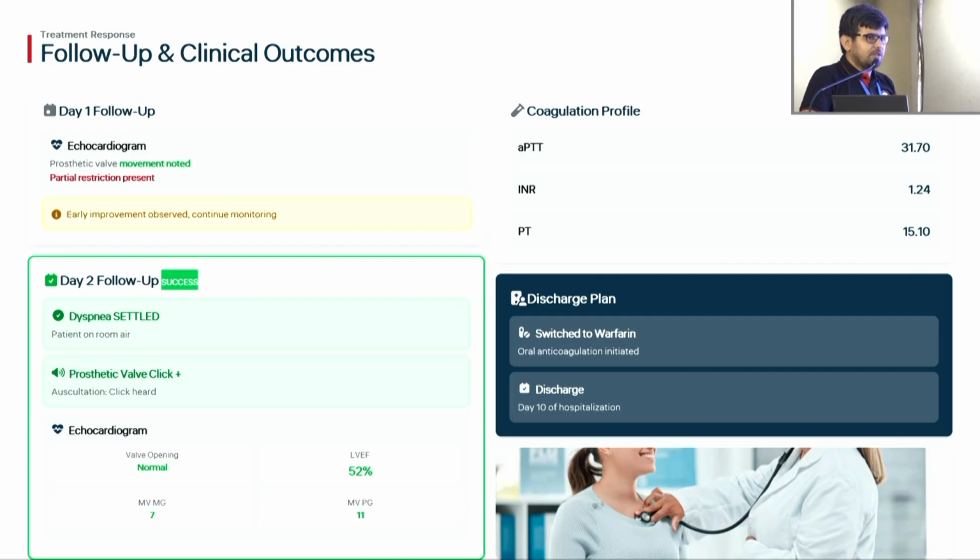Then we switched the patient to warfarin and we followed up the patient to maintain an INR of 2 to 2.5.